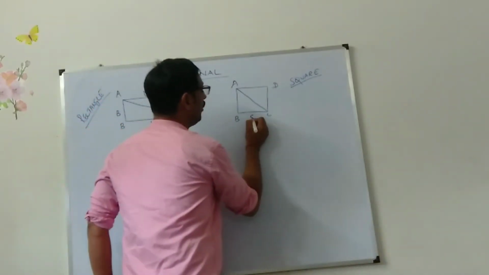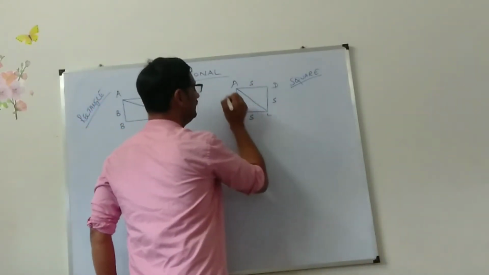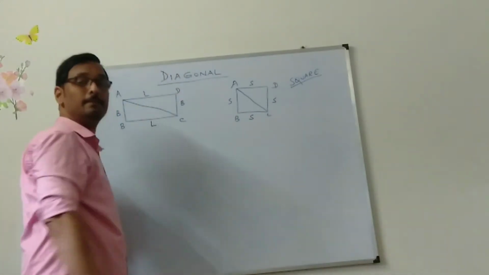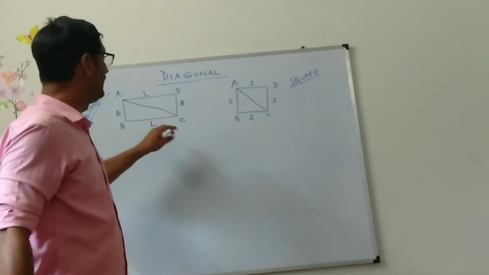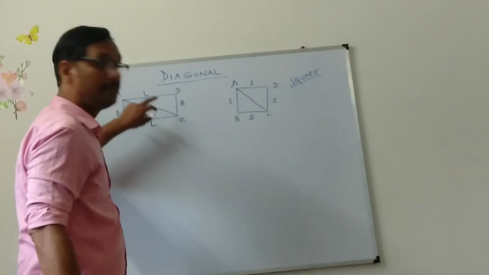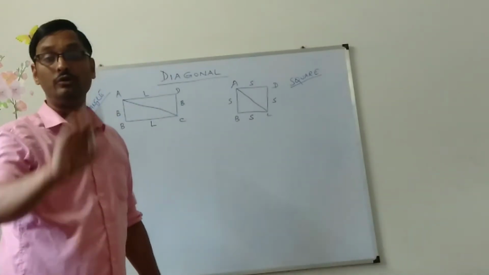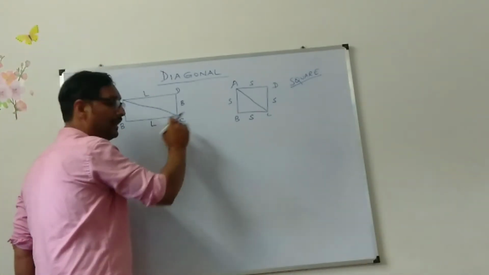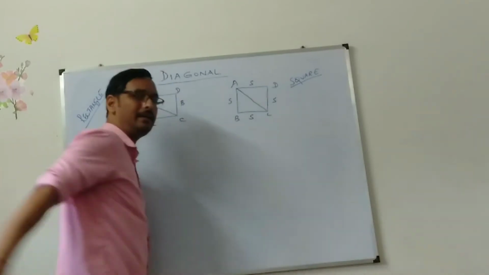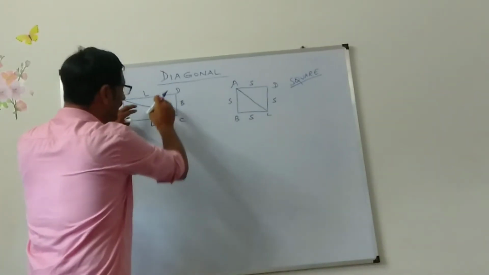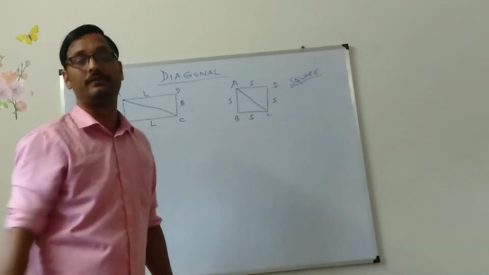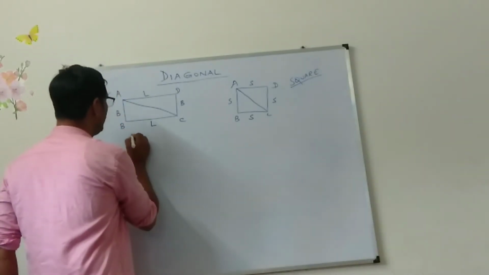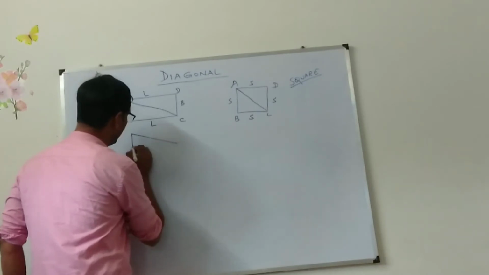In a square, all the sides are the same. But I don't know the name of this one. I know all the sides' names, but I don't know the name of this diagonal side. So I need to find it out. The moment you draw a line, you have divided this quadrilateral into two triangles.